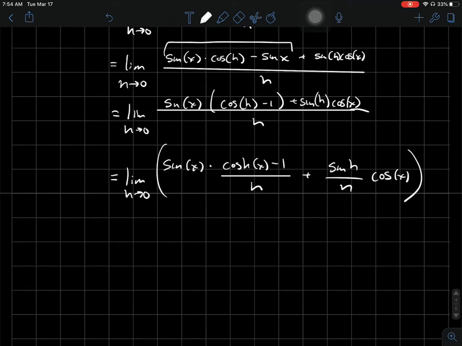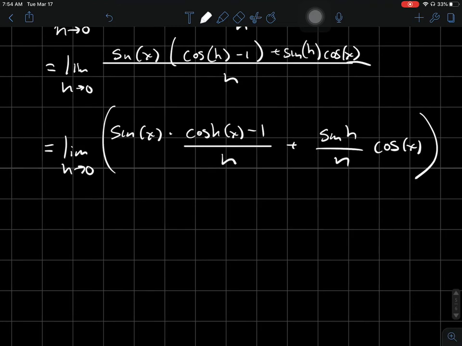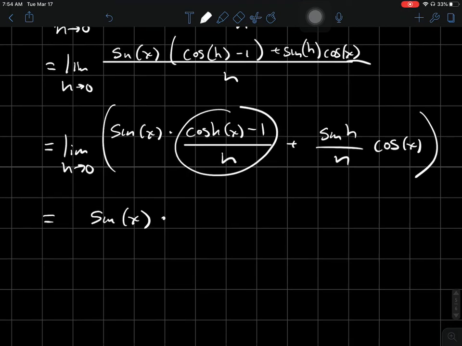From here, we had some limits that we knew. If we evaluate the limit as h approaches 0, sine of x is unaffected by it because it doesn't have any h's in it. We learned earlier that, you know what, I got an extra, I apologize right here. I wrote sine of x h. This is just sine of h. Forgive me for that.